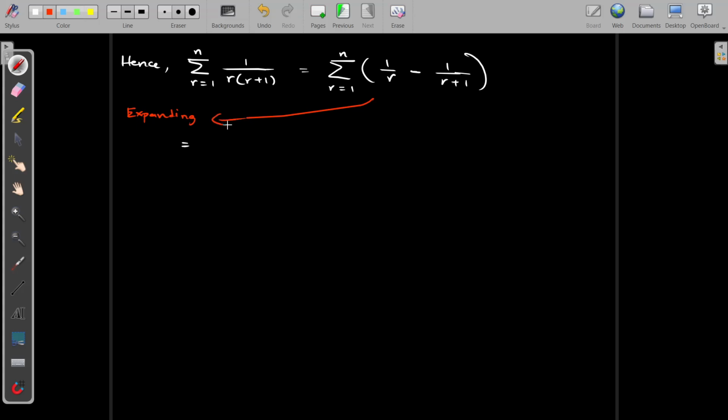So we're expanding here. When we use r as 1, what I'm going to do is just combine a few of them to see if we can identify a pattern. So when r is equal to 1, we're going to get 1 over 1 minus 1 over 2.